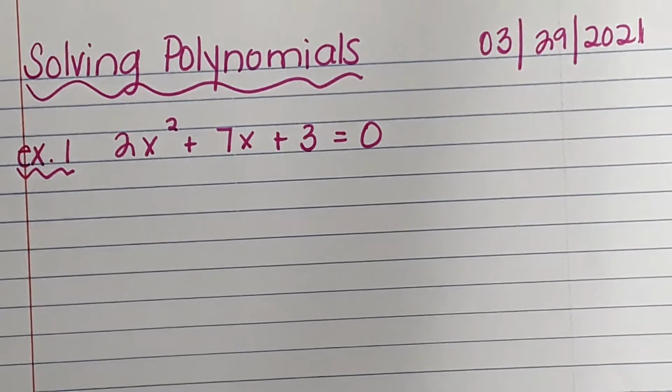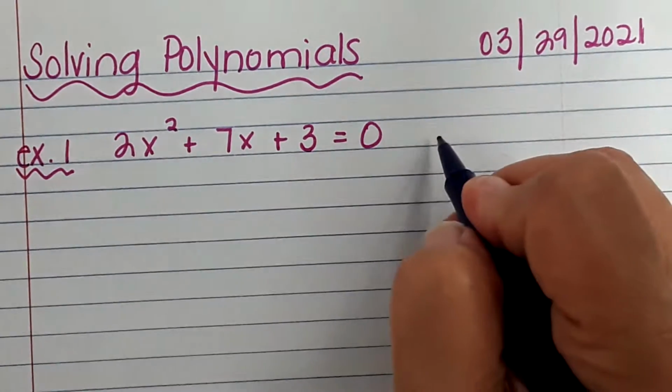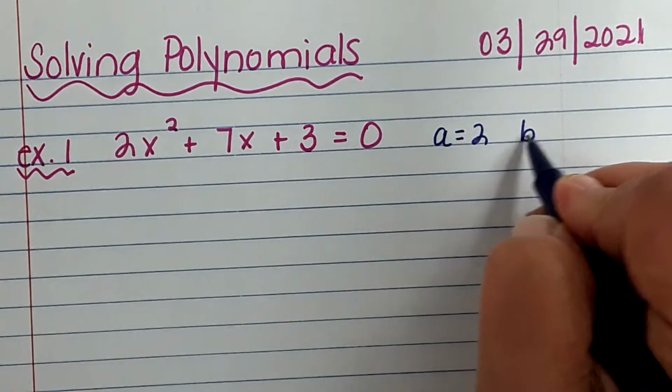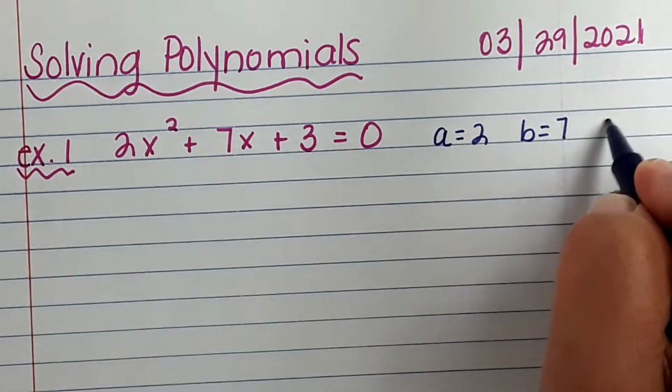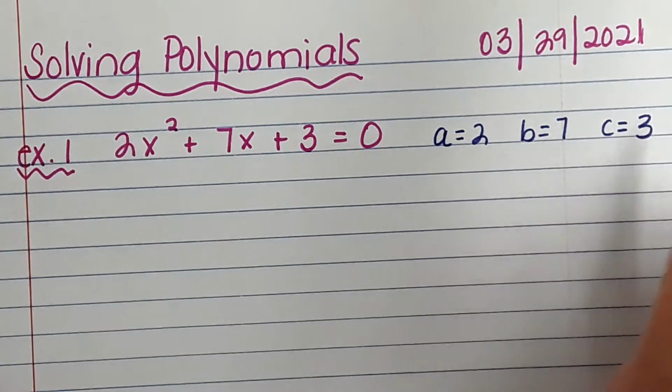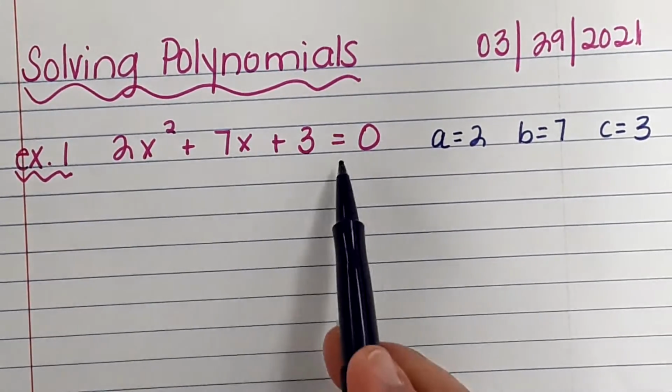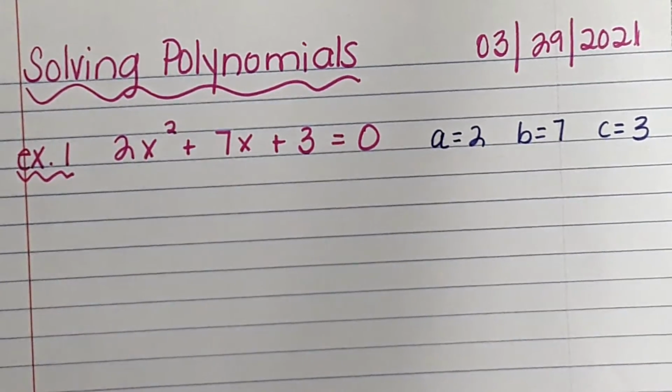So when we go to factor it, what's the first thing I ask you? Identify A, B, and C. So what is A? What is B? What is C? Okay, so notice we're starting off the same way. The only difference between what we did last week and what we're doing this week is that there's an equal sign.